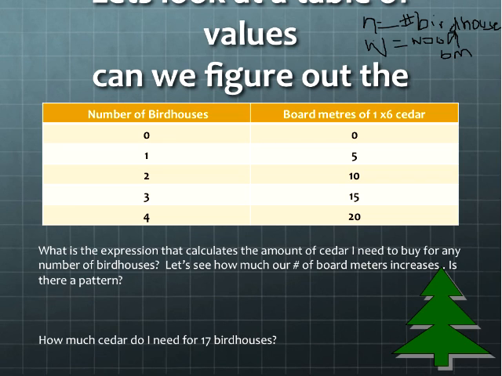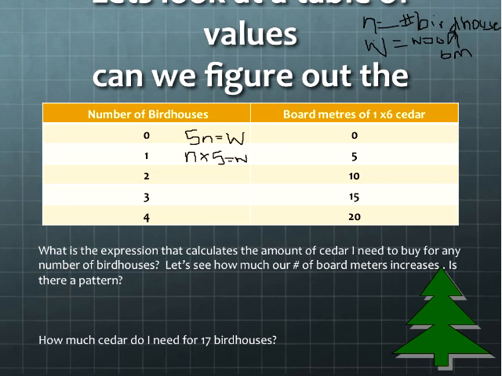All right, so what are we multiplying our N, our number of birdhouses, by to get the board meters of cedar? So number of birdhouses times 5 equals W. Or we can make this another way. We could say 5N equals W. So that's how we take an expression from a table of figures. We figure out what's going on, and we've been doing a little bit of this in class, so that's good.